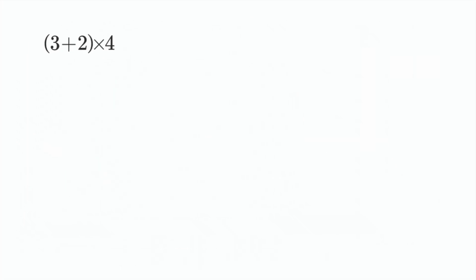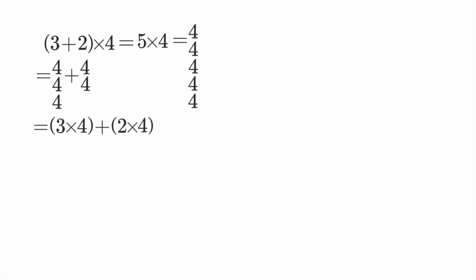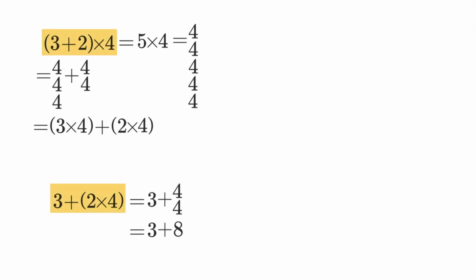Next example. Brackets indicate where to calculate first. There are 5 4s, so you can distribute them this way. What about this? There are only 2 4s. Later, different.